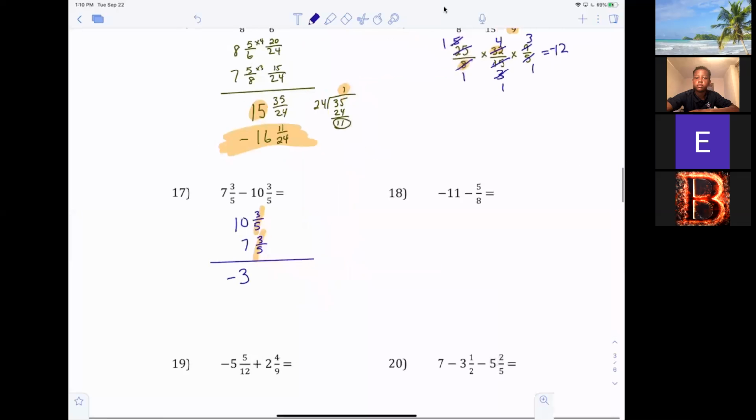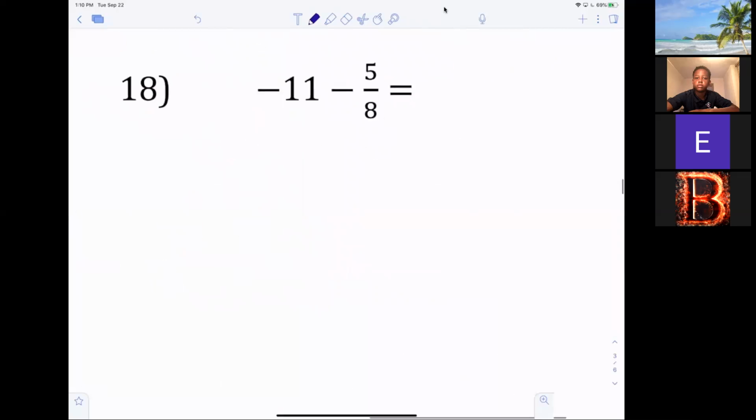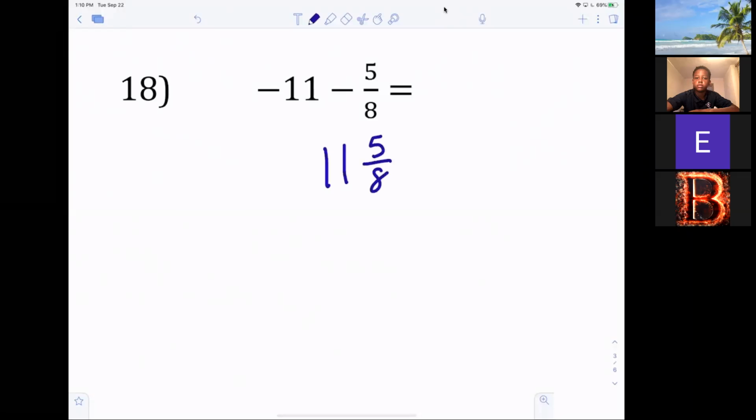All right, here we go. Let's check out this one. Oh, this one's just, you should know it. Tell us. Yes, that's correct. Very good. Because they're both negative, you're just combining them to negative 11 and 5/8. All right, that's good. Are you adding because they're both negative? Yep, you're adding because they're both negative. Very good.